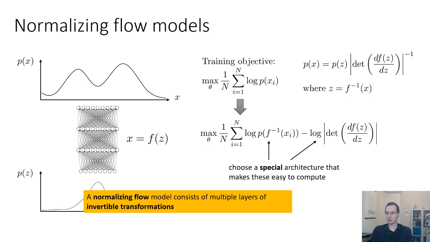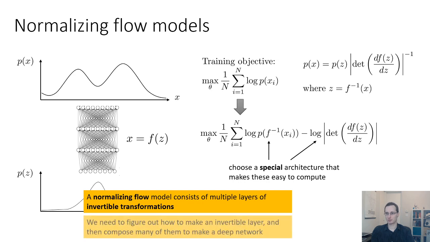So a normalizing flow model consists of multiple layers of invertible transformations. All we need to do in order to implement these types of models is figure out how to make an invertible layer, and then compose many of these invertible layers to make a deep network. What I'll discuss in this part of the lecture is just how can we make an invertible layer. Composing multiple invertible layers is very easy. The determinant of their composition is just a product of their determinants, which means the log is just a sum of their log determinants.